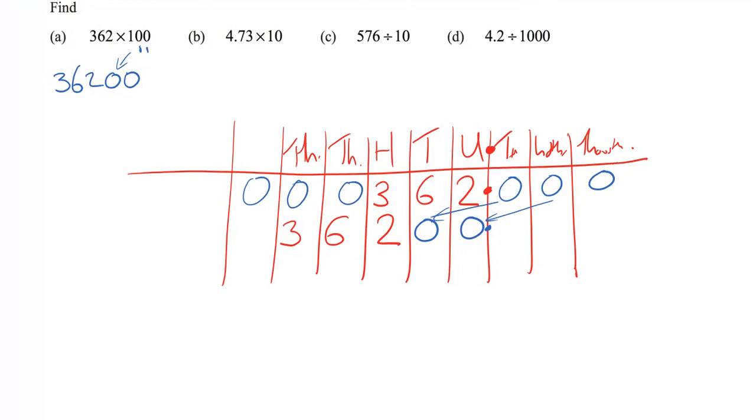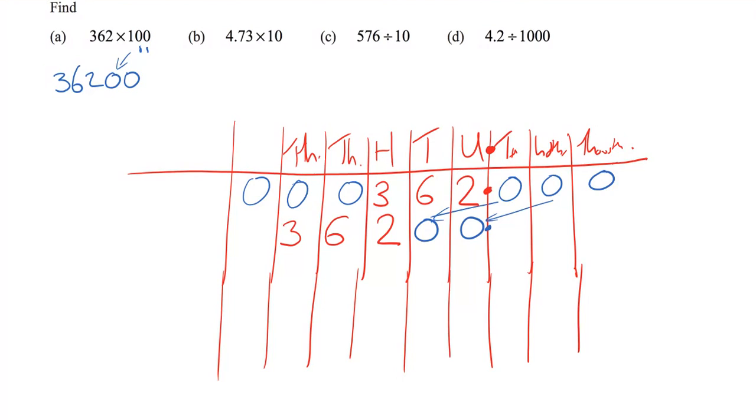Right, so let's look at B now. If we extend our columns on a little bit, we're going to write in 4.73 into this. Let's see what happens when we multiply by 10. So 4.73 is going to be like this, 4.73. Now, if we are multiplying by 10, everything's going to get 10 times as big. So those units are going to become tens. Those tenths are going to become units. Those hundredths are going to become tenths. So everything is going to move up.